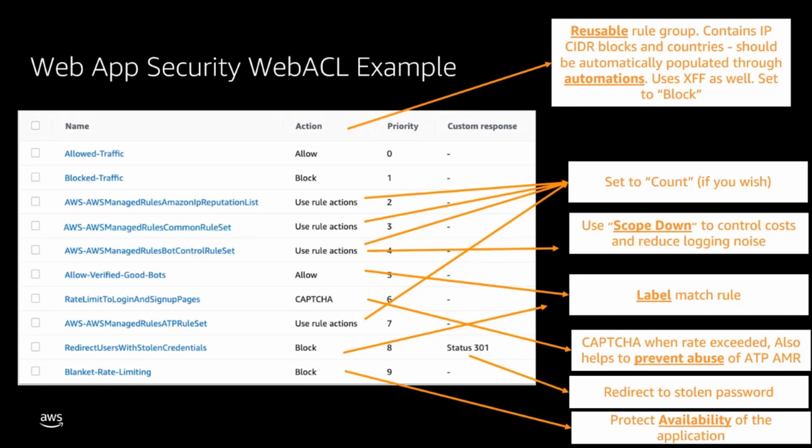Lastly, I'm using a blanket rate-based rule. This is to protect the availability of the application. Now that we have seen how all these rules come together to secure your endpoint from a variety of attacks, I call on Moon to conclude this session.